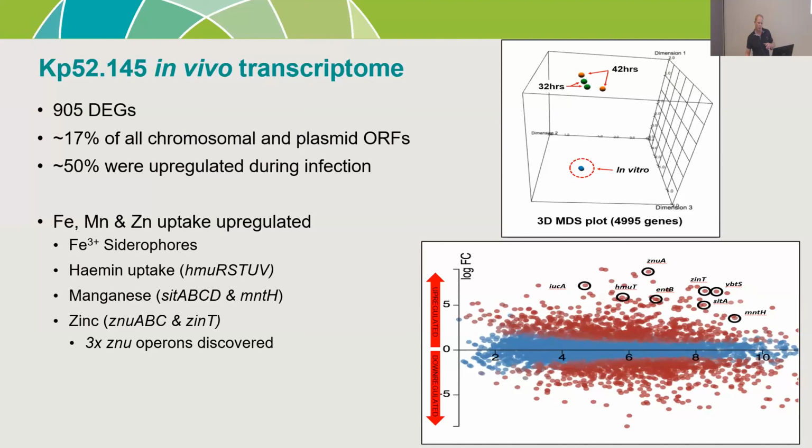Now, as I said before, with regards to iron, Klebsiella usually has a number of different siderophore systems. But in this particular strain, and we found this across a number of other strains, it actually has multiples of the same thing. So there's redundancy in the system.